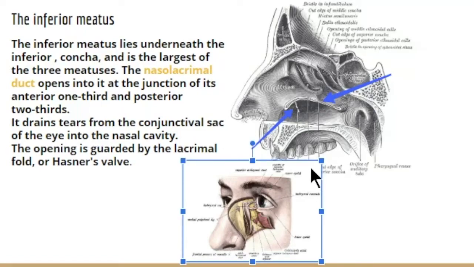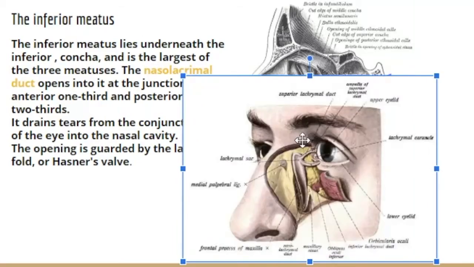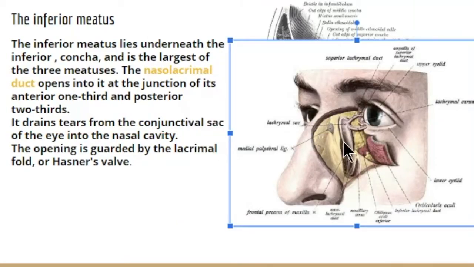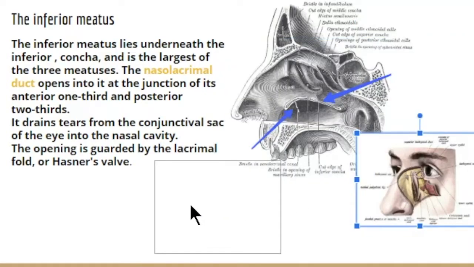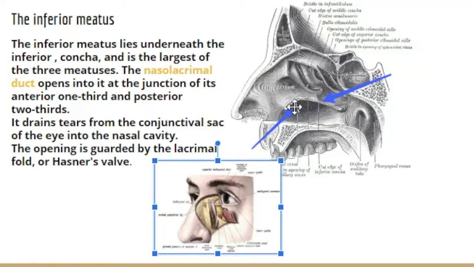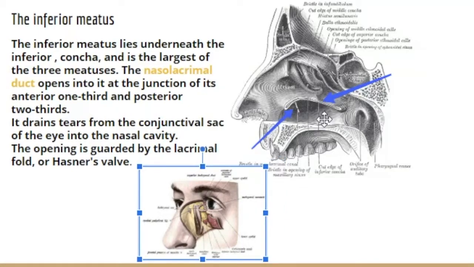So let's zoom into this diagram for a bit. We see that the nasolacrimal duct carries tears from the conjunctival sac. It begins at the lacrimal sac of the eye and drains into the nasal cavity, and its opening is guarded by the lacrimal fold or Hasner's valve. So this nasolacrimal duct opens in the lateral wall of the nasal cavity in the inferior meatus at the junction of the anterior 1/3 and the posterior 2/3.